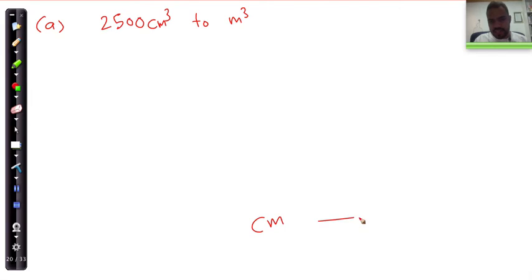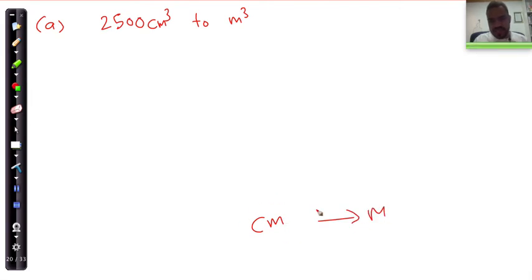Okay, so let's look at a few examples. Example A will be as follows. Convert 2500 centimeters cubed to meters cubed, right? So there's our first example. Meters cubed, right? Now once again, you know when we go from centimeters to meters, right?